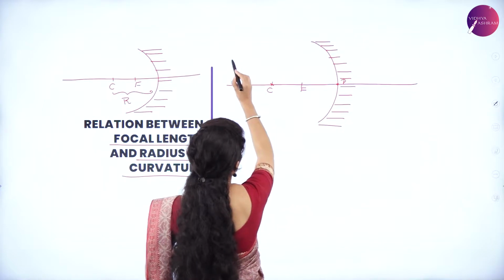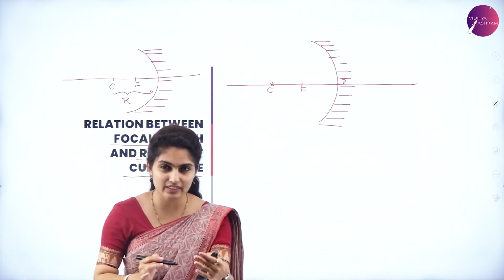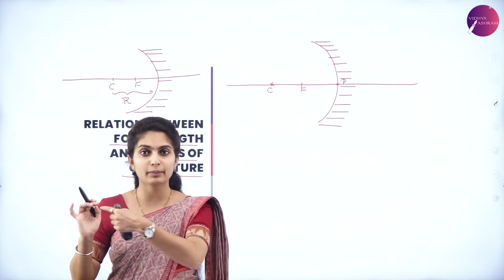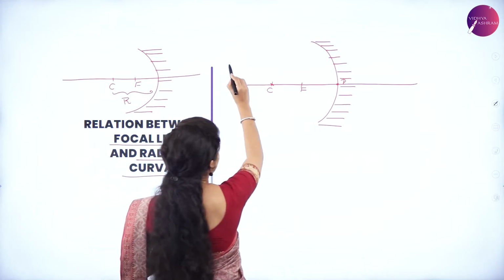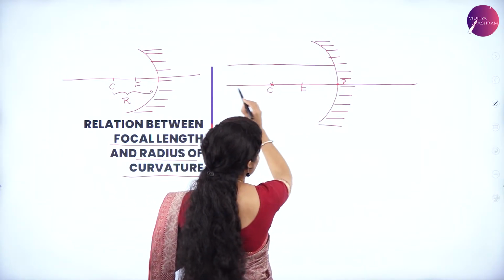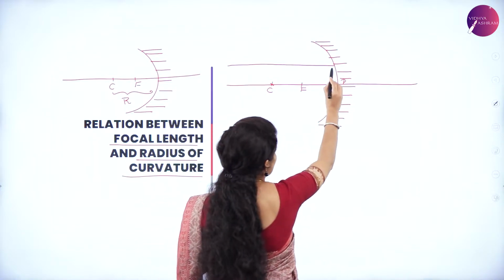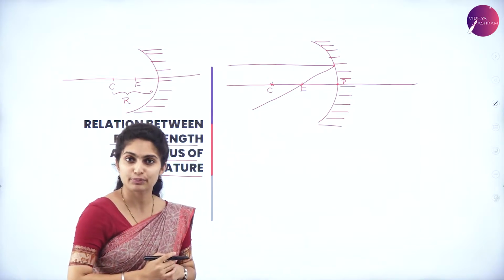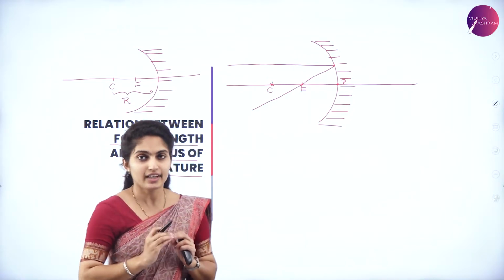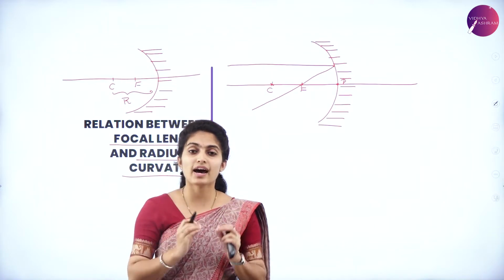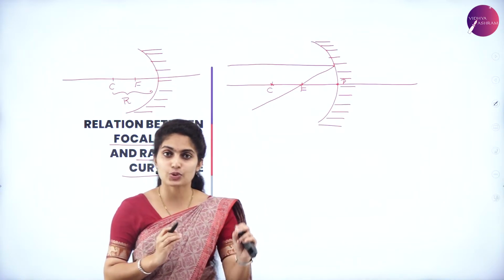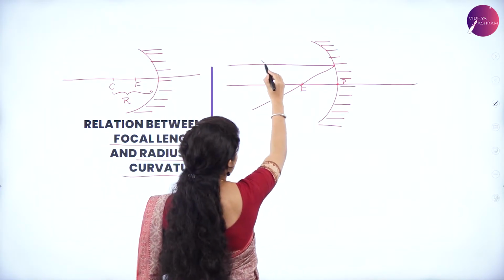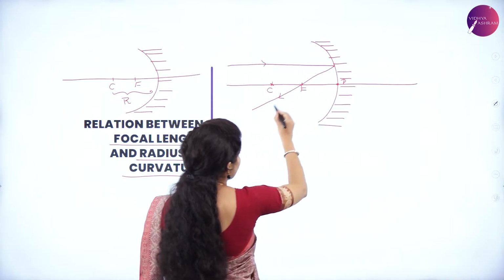Now the ray, according to the rules which we will be studying a bit later: any incident ray which is parallel to the principal axis is reflected through the point F, that is the principal focus. This is a rule. Any time a light ray parallel to the principal axis comes and reflects, it passes through the principal focus. So your direction is in this manner. It comes and it gets reflected.